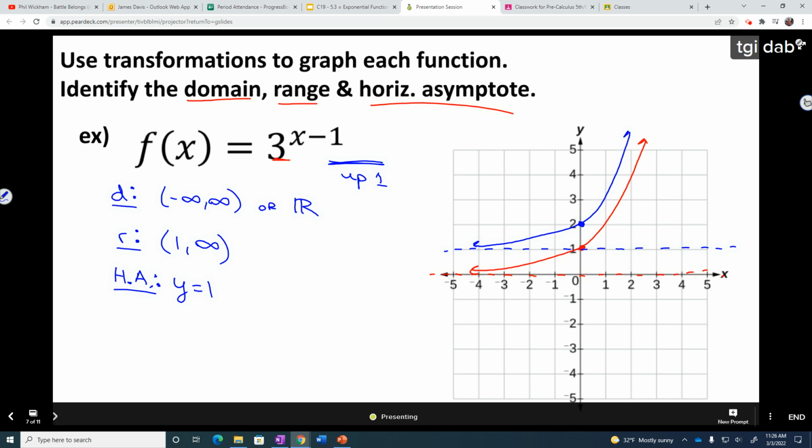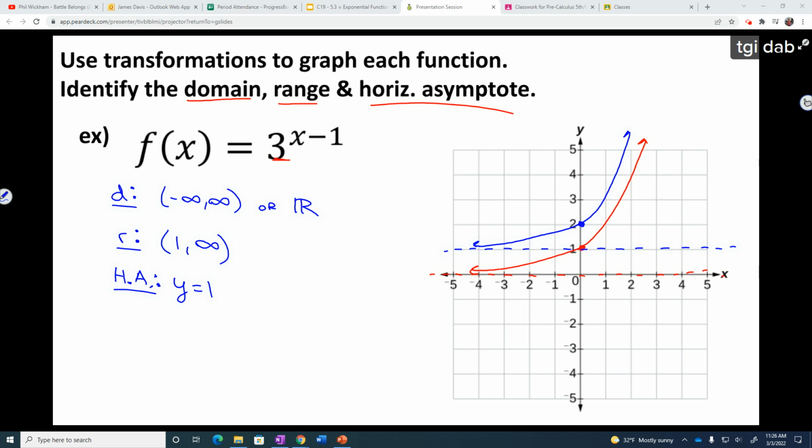Alright, let's try another one. Another easy one. 3 to the x minus 1. And the 1 is up in the exponent. So we still want to start by graphing the parent function. So I'll just do that. You don't have to, but I would.